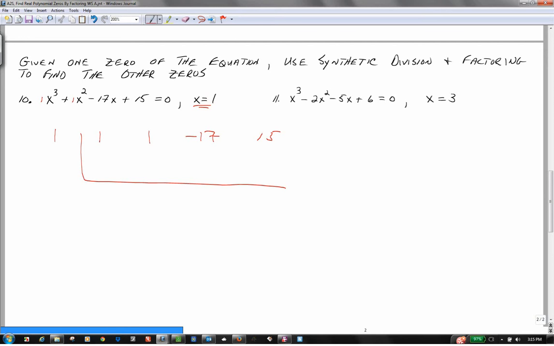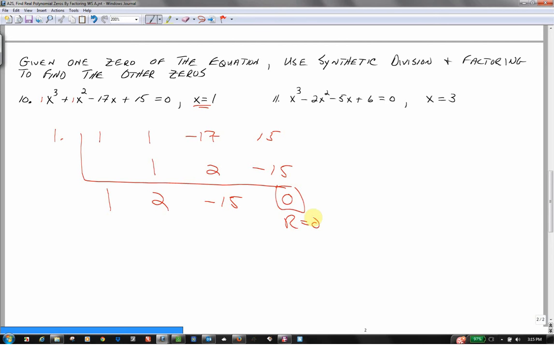So if I do synthetic division, I bring down the 1. 1 times 1 is 1. I put the 1 in the second column. Add, I get 2. 2 times 1 is 2, so I bring the 2 over. I add, I get a negative 15. Negative 15 times 1 is negative 15. I put it in the next column and add. And what I get is my remainder is equal to 0.